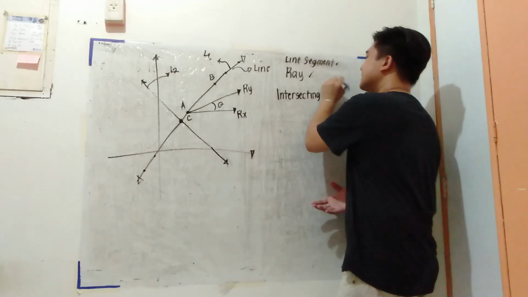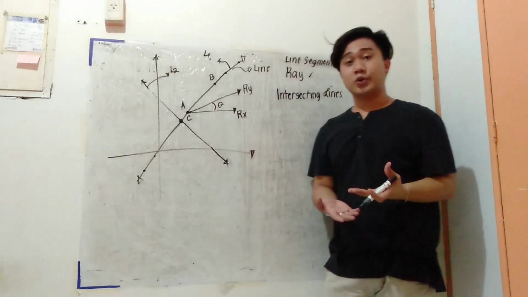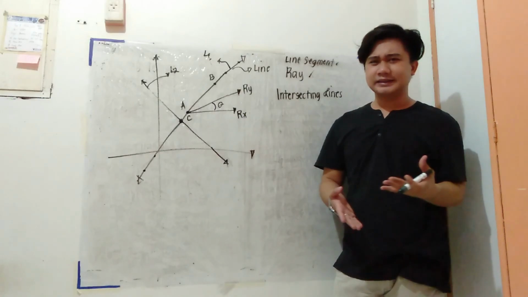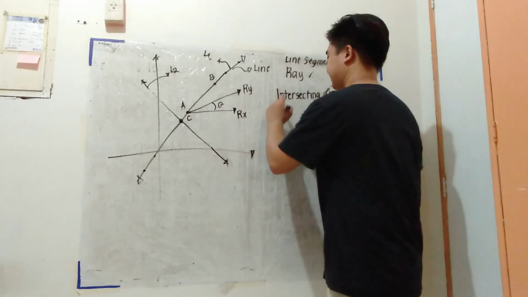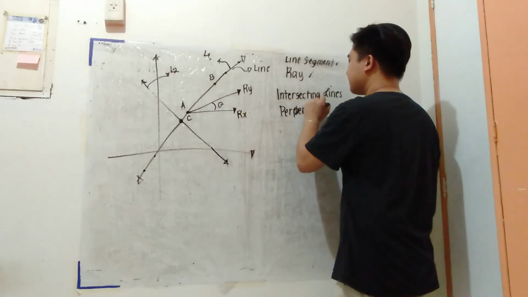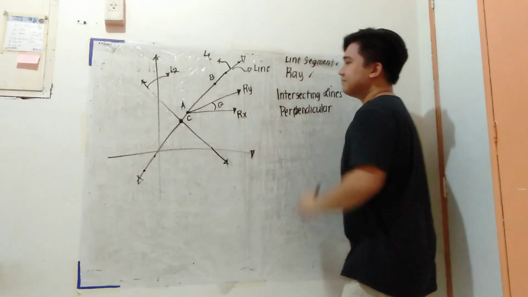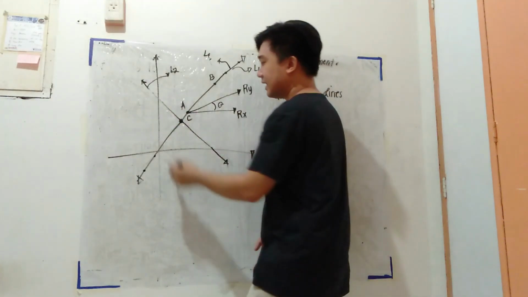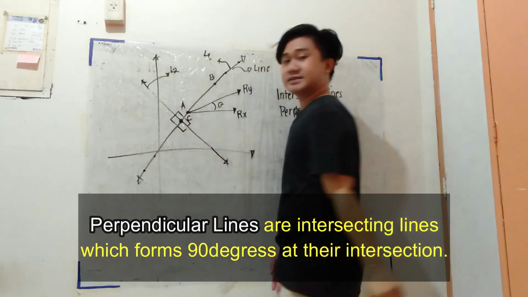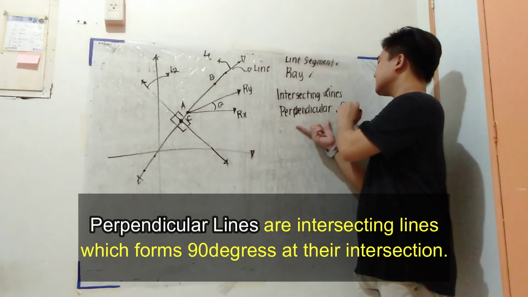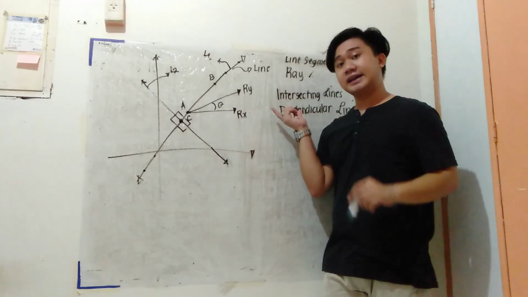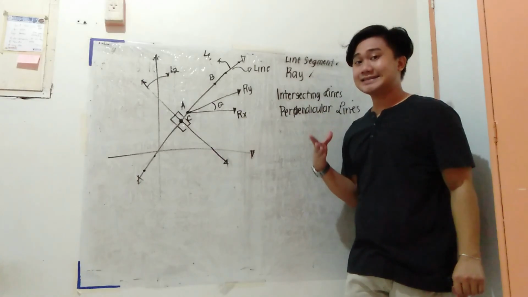These are the lines that meet or have a meeting point. Okay? And what about when we say perpendicular lines? Perpendicular lines are a special type of intersecting lines where, when they meet, they form 90 degrees. So, 90 degrees, 90 degrees, 90 degrees. Again, perpendicular lines are a special type of intersecting lines wherein the lines meet at a certain angle, to be specific, 90 degrees.